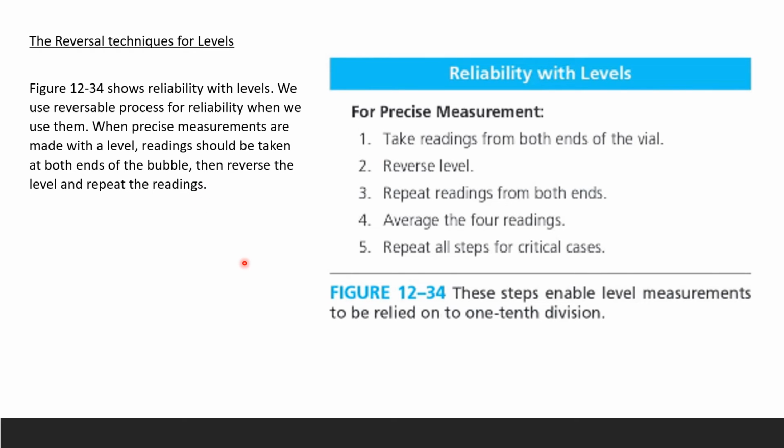Okay, so reversal technique, reliability. This is just a table showing you 1 to 5 for precision measurement, and that's for the reliability of your level. So we use the reversible process for reliability when we use the level. When precise measurements are made with a level, readings should be taken at both ends of your bubble, the negative and then the positive measurement, and then reverse the level and repeat the readings. Reverse meaning just flip it. For precise measurement, take readings from both ends of the vial, reverse the level, repeat readings from both ends, average the 4 readings, and repeat all steps for critical cases.